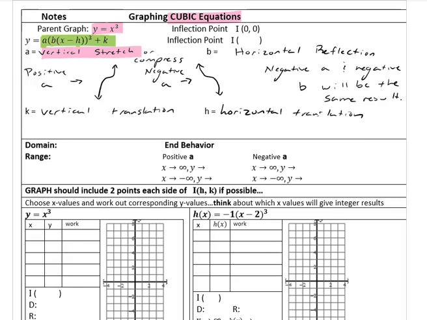So a is a vertical stretch or compress. If it's a positive a, it's going to go up on the right and down on the left. If it's a negative a, it's going to go up on the left and down on the right, because cubic functions are kind of like this.